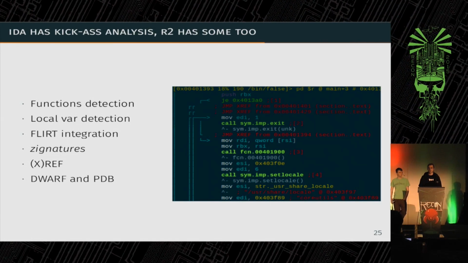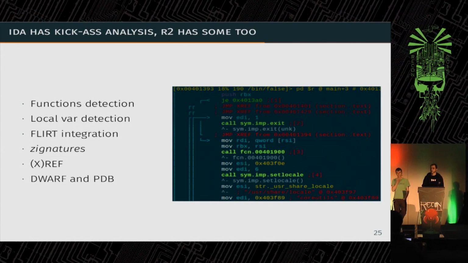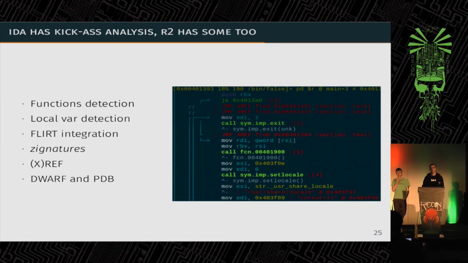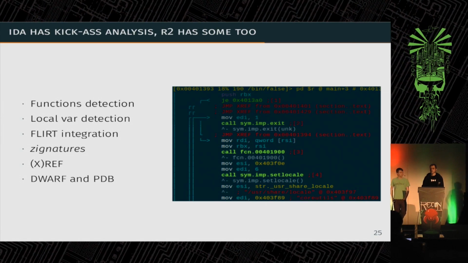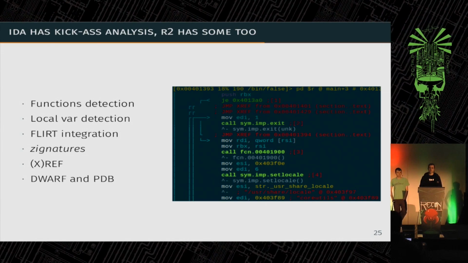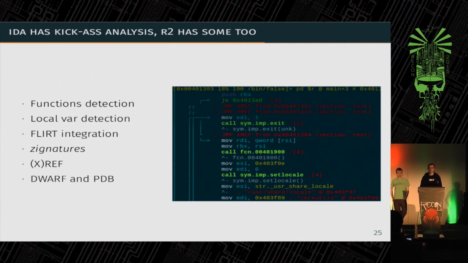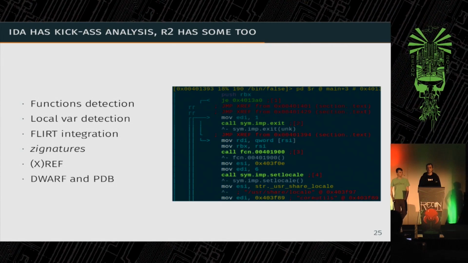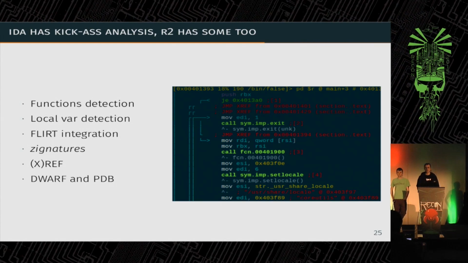IDA has some great analysis, and we've got analysis. Function detection, blah, blah, blah. FLIRT, the IDA technology to recognize functions, works in Radare2. So you can just apply your signature, and it works. And we've got signatures. To call them, you have to press Z in Radare2, like signature. And it's a little bit like FLIRT, but the Radare way. Cross-references, we also support the DWARF debugging symbols and PDB with automatic download. So you can see that there are some symbols that I recognize, setlocale or exit.